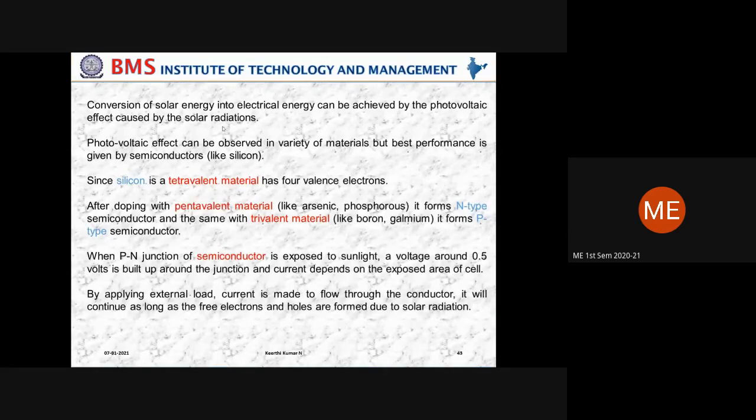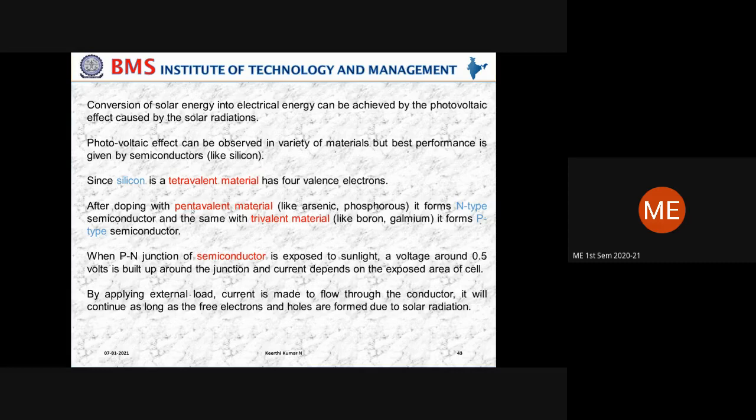Here, the conversion of solar energy into electrical energy is achieved by the photovoltaic effect caused by the solar radiation. The photovoltaic effect can be observed in a variety of materials, but the best performance is observed in silicon. Since silicon is a tetravalent material, having 4 valence electrons, it produces more. This is the technical reason why silicon provides more performance.